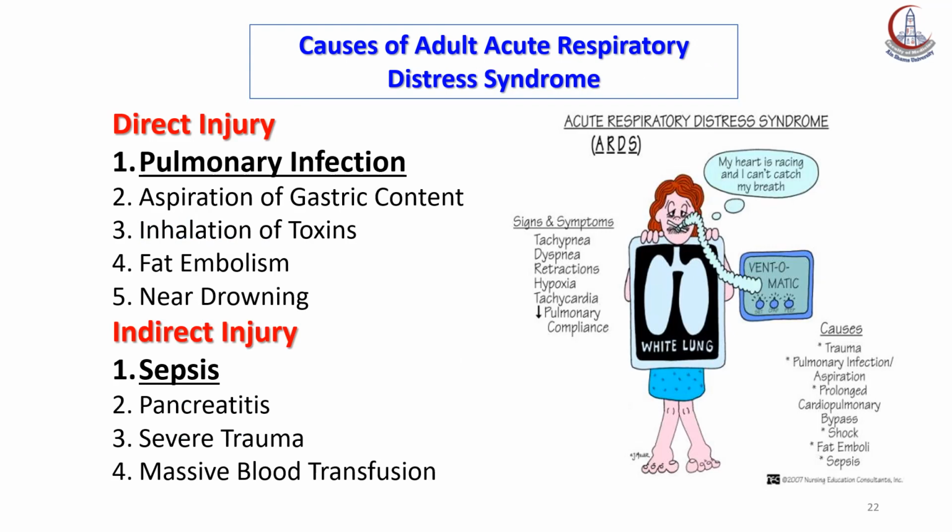We will start with the adult type of acute respiratory distress syndrome. Causes of the adult type: we have two main categories, direct injury and indirect injury. Direct injury includes pulmonary infection, especially viral infection like coronavirus, aspiration of gastric content, inhalation of toxins, fat embolism, and near drowning. Indirect injury includes sepsis, pancreatitis, severe trauma, and massive blood transfusion.